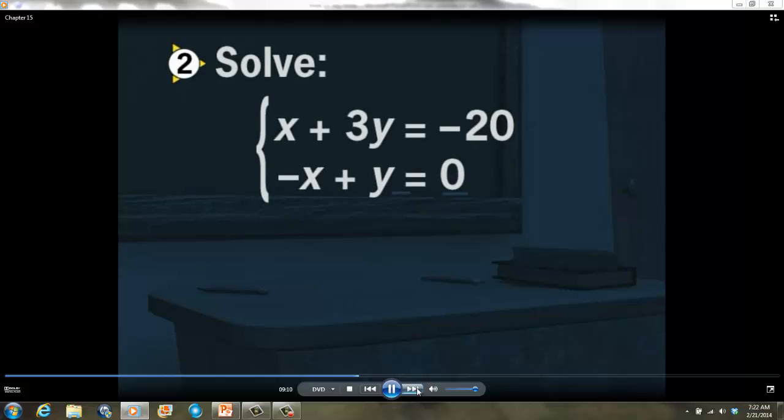In question 2 of your guided notes, solve the system of equations using the elimination method. x plus 3y is equal to -20. The opposite of x plus y is equal to 0.